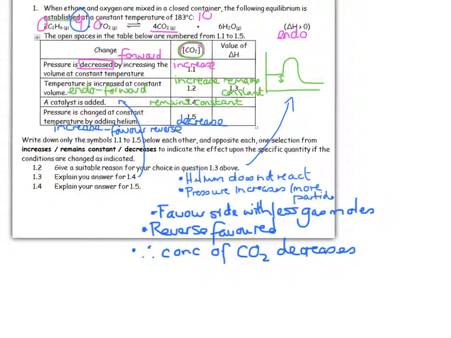So my bullet points are: the helium does not react. Pressure increases because there are more particles. It favors the side with the least gas molecules or gas moles. Reverse is therefore favored, and if you want to, you can write 9 is less than 10, and concentration of CO2 decreases.